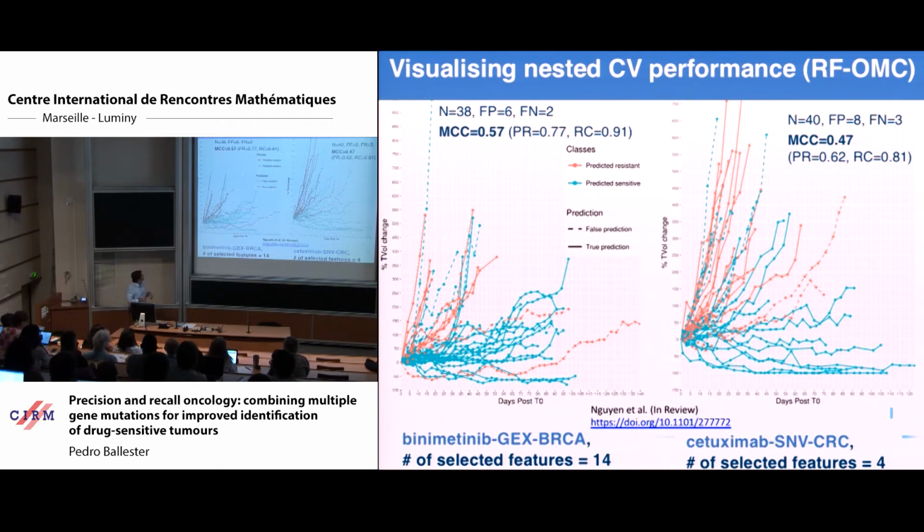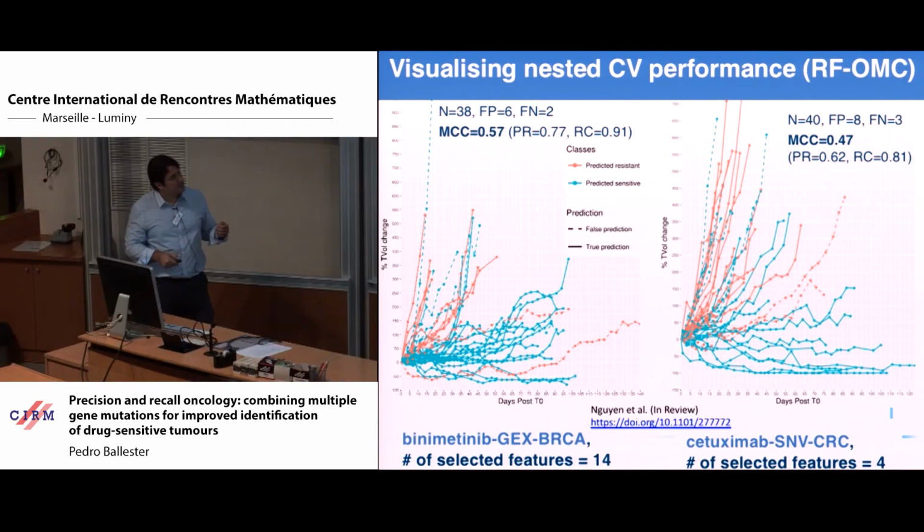So here you can see that we are getting an MCC of 0.57 in this case, and in the other best case, for colorectal cancer, cetuximab on colorectal cancer using single nucleotide variants, so mutations on the genes, this model selected the top 4 features and is also a good model for this data set.